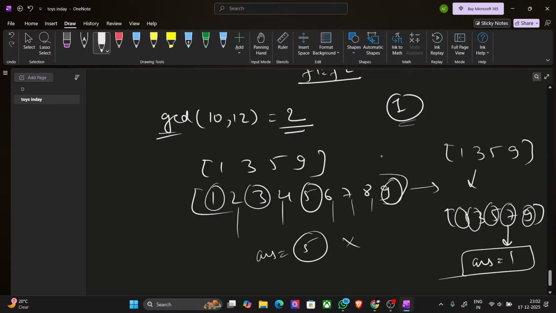That's why I have taken the GCD. GCD is the greatest common divisor, which means the greatest factor of 10 and 12. That's why the difference that is coming is always the greatest among all the differences which I have taken till now.